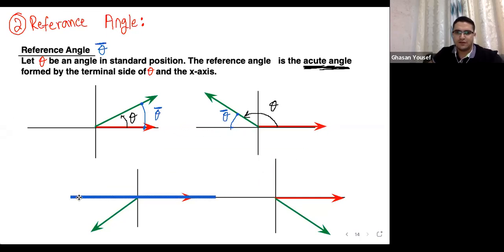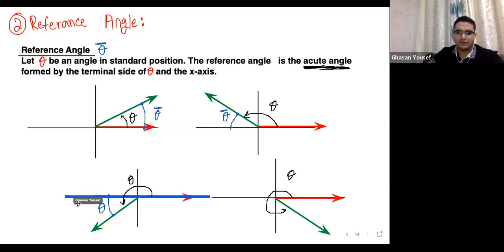Now for the third one, here's my x-axis. First of all, this is my angle, from here, like this. And for this one, from here to here, this is my angle. Now, the reference angle for the third one is the acute angle between the green one and the x-axis. So this is my acute angle. This is the reference one.